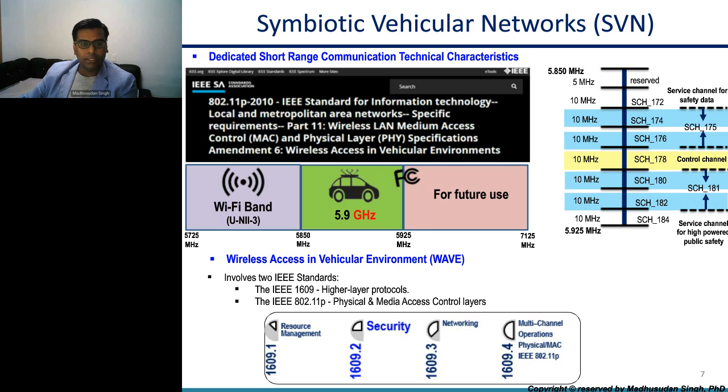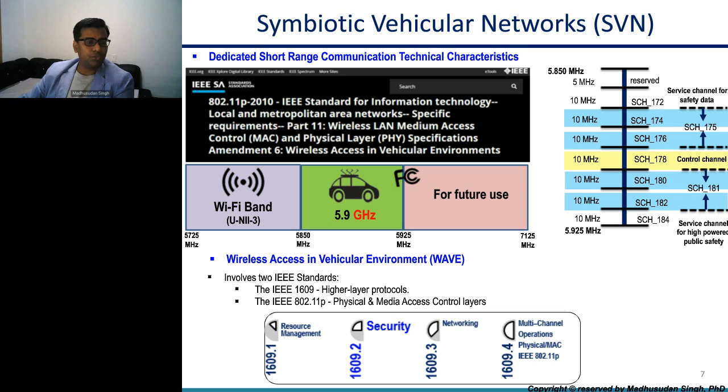And in the WAVE applications, they define another standard, specifically considering security. They think security is important in the vehicular communication environment. So they introduced it in Amendment 6, and they started working on 1609.2, which specifies the protocol for security purposes.